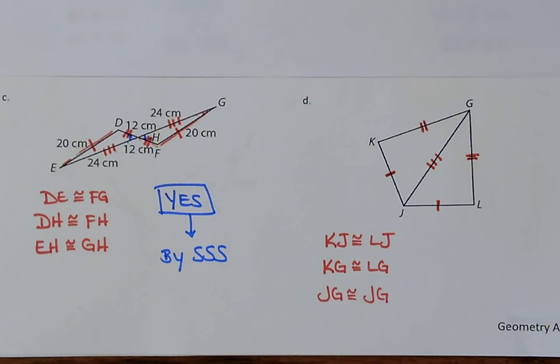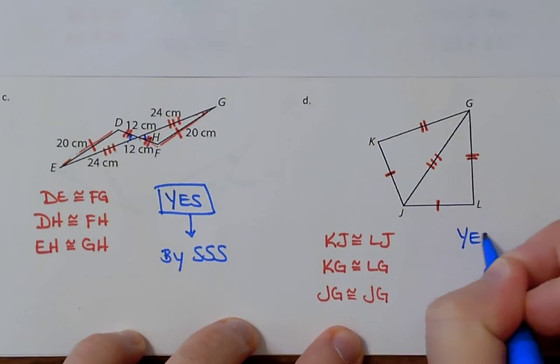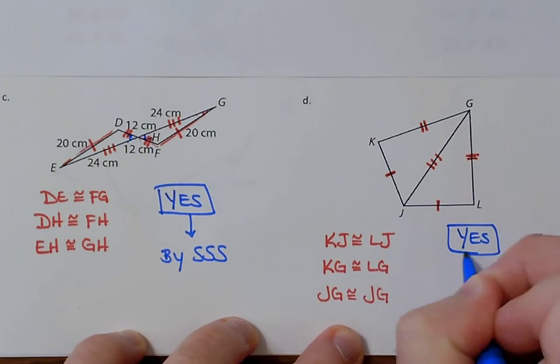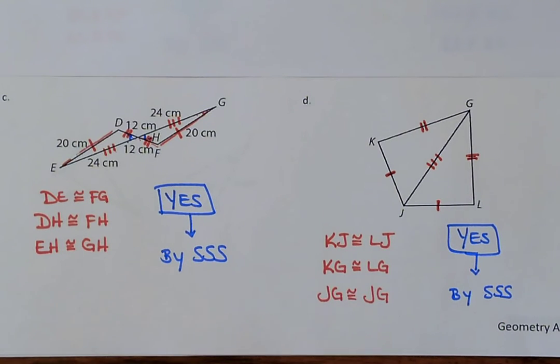So now that I have said that all three sides are congruent to their corresponding pair in the other triangle, I can say that yes, they are congruent by side, side, side. And that is example 1.